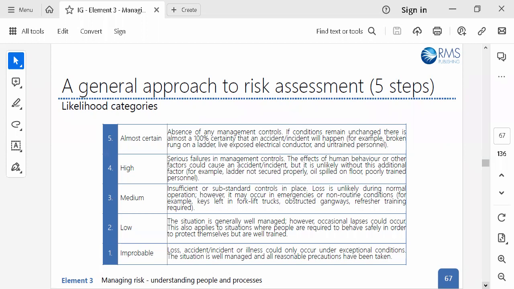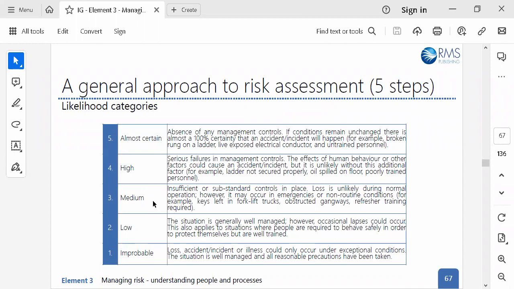Then the second, the two, the low. This situation is generally well managed. However, occasional lapses could occur. This also applies to situations where people are required to behave safely in order to protect themselves but are well trained. It's also a situation where the workers are well trained. So if there are any chances of hazards, then we'll give category two, and this will be a low category.